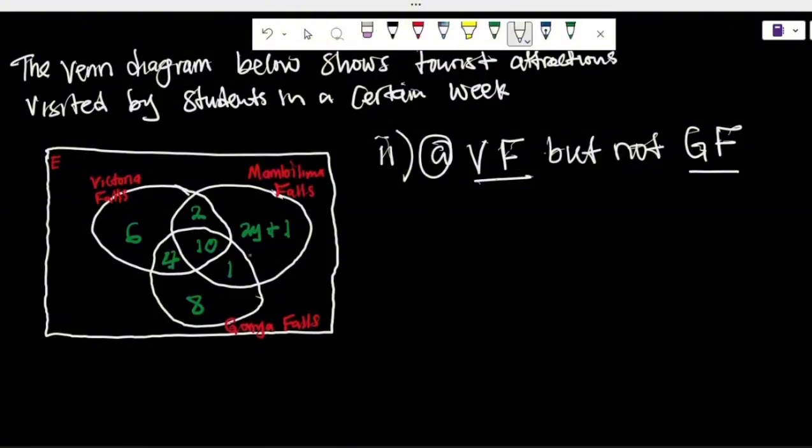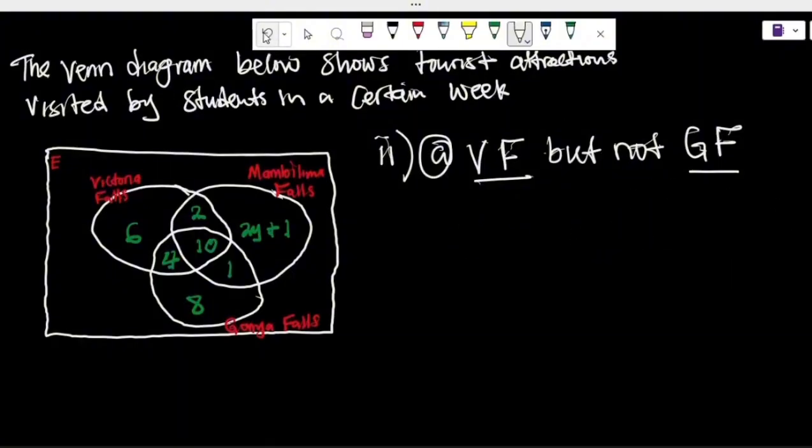Well, notice that these students visited Gonya Falls. The only students that visited Victoria Falls and not Gonya Falls are 6 and 2. So this is quite simple. 6 plus 2 is equal to 8 students. So this is our answer.